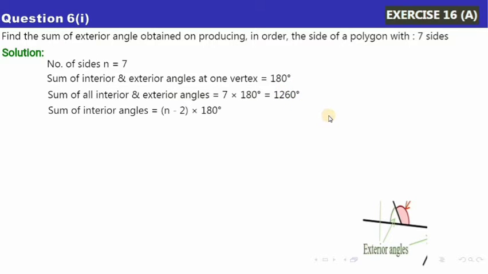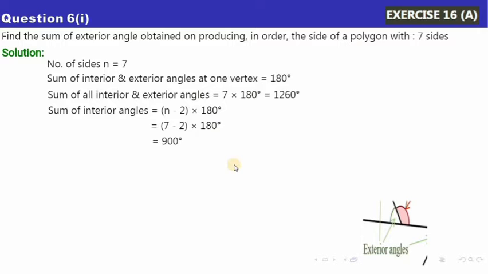Now we'll find first the sum of interior angles, which is calculated using this particular formula, right? Now what is the value of n? n is 7. So 7 minus 2 is 5. So 5 into 180 is 900 degree. Now see, this contains the total of all interior and exterior, and this contains the total of only interior. And the question is asking what is the sum of only exterior angles, isn't it?